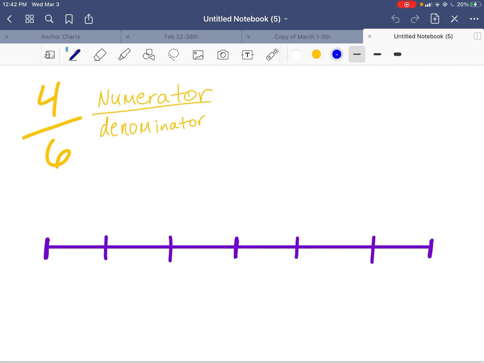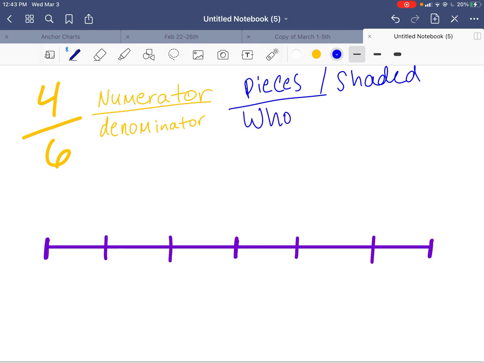Remember, my friends, the numerator tells us how many pieces we're talking about, or how many could be shaded, just the focus number, okay? And then the denominator is how many pieces there are in the whole, okay? So for 4/6, we're talking about 4 of the 6 pieces, okay? So there are 6 total pieces.